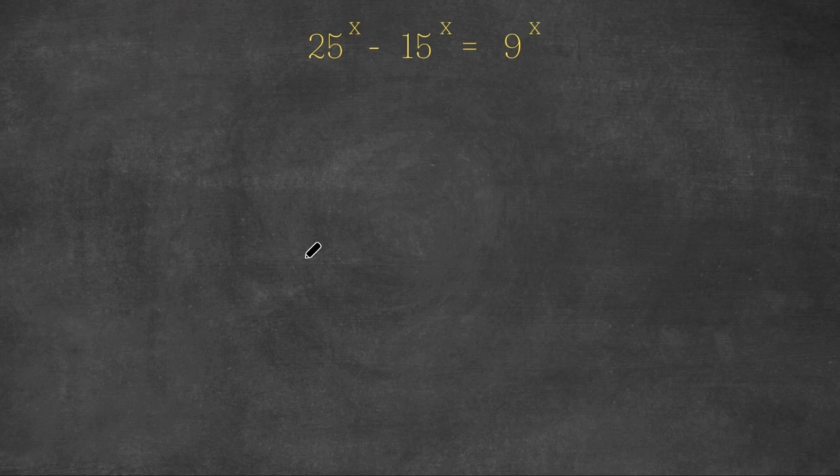In today's video, I'm going to be teaching you guys how to solve this exponential equation. So we have 25 to the power of x minus 15 to the power of x is equal to 9 to the power of x. Now what I'm first going to do is I'm going to divide 9 to the power of x on both sides.